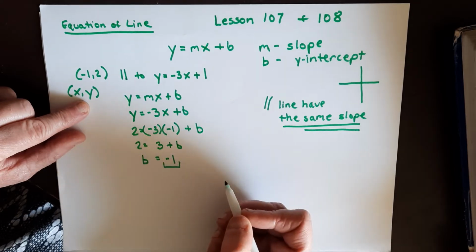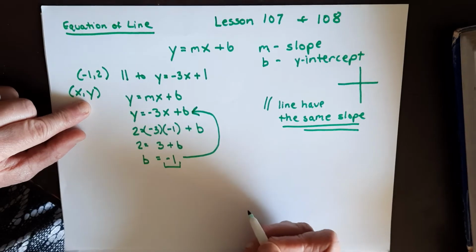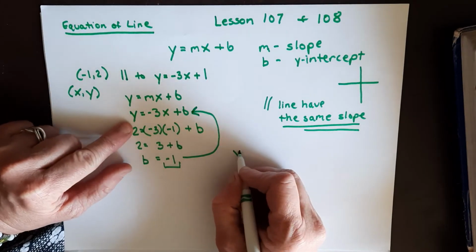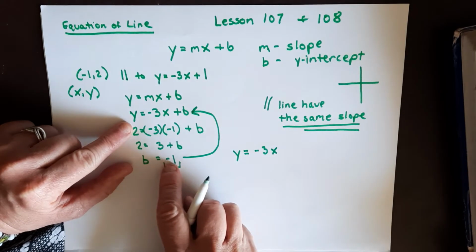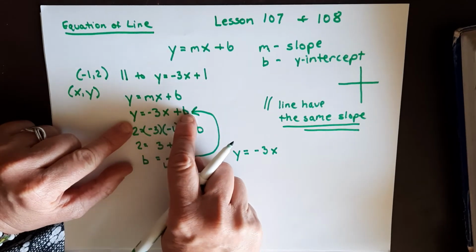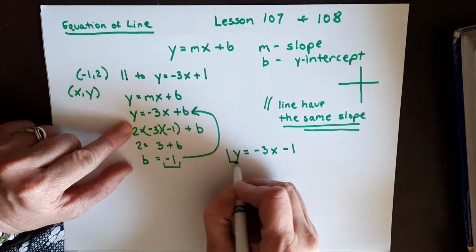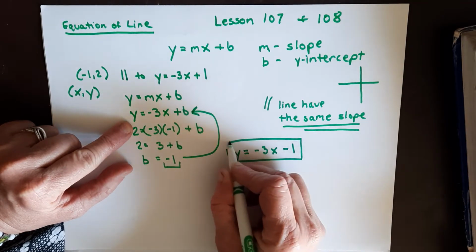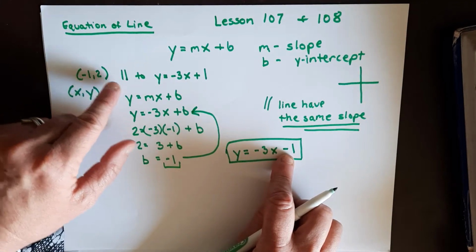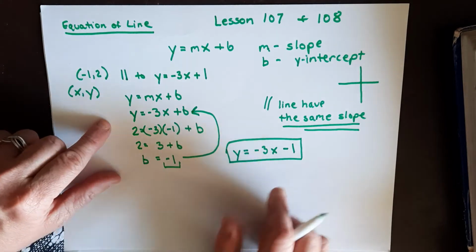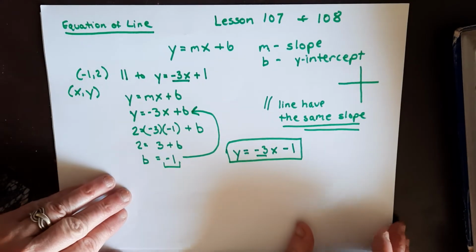This is our y-intercept. So we need to take that and put it in our new equation. And so that leaves us with y equals -3x. It's -1, so instead of plus a negative, we're just going to write -1. So this is your answer. This is the equation of the line that passes through the point (-1, 2) and is parallel to this line. Notice that they both have the same slope of -3.